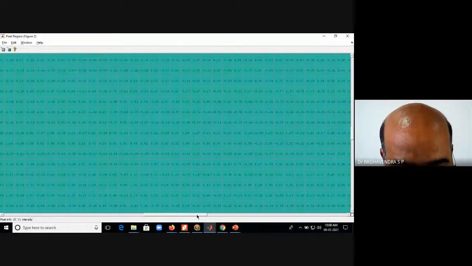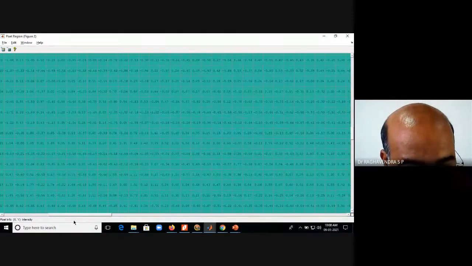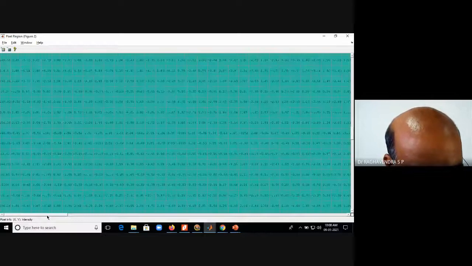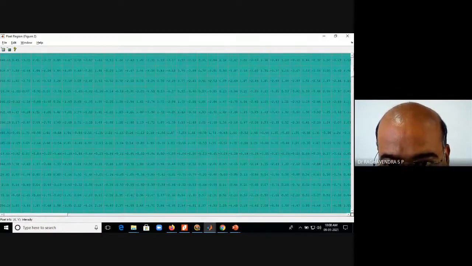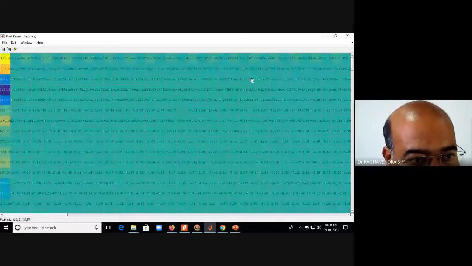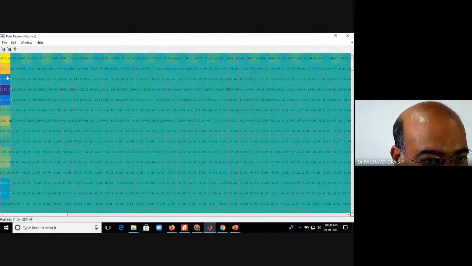See here, if you go towards the extreme left, and at the top, you can easily notice the coefficients. See here. So these are the vertical coefficients.